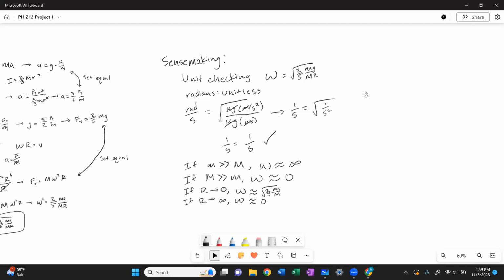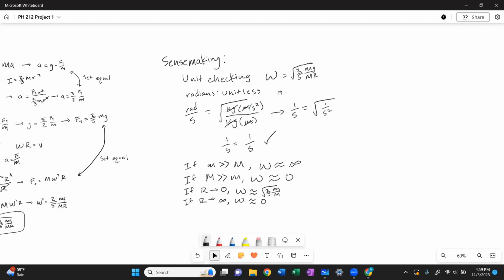Okay, so to do our sense making for this equation, we can just check that our answer, omega is equal to the square root of 2/5 mg over MR, is equivalent. That makes sense. So we know that radians are unitless, and since omega, which is angular velocity, is equal to radians per second, we can turn it into 1/second. The mass of the little mass is kg, the mass of the big mass is also kg, those cancel out.